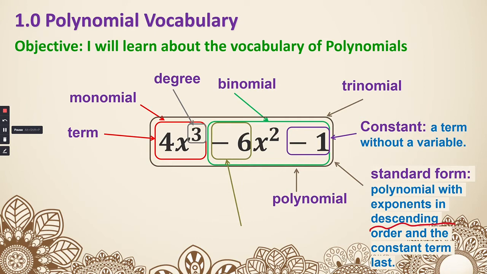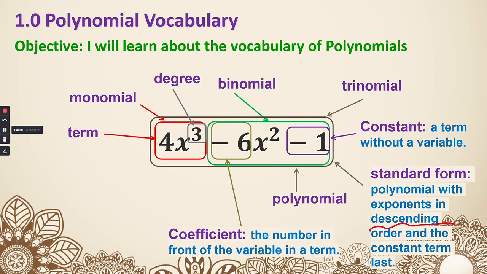Next, we have this -6 in front of x squared. That clearly is not the constant because it does have variables right after it. That is called the coefficient. It is the number in front of the variable in a term.